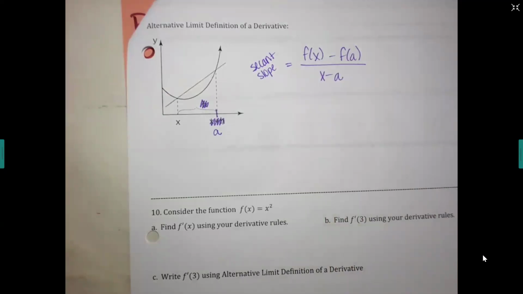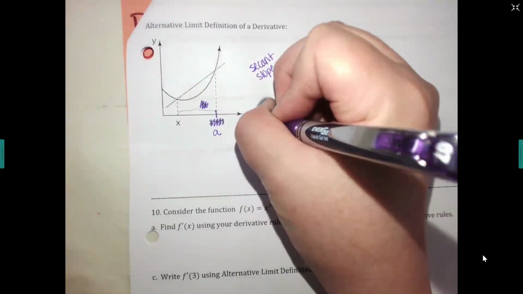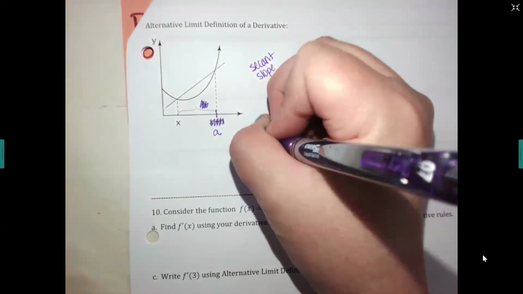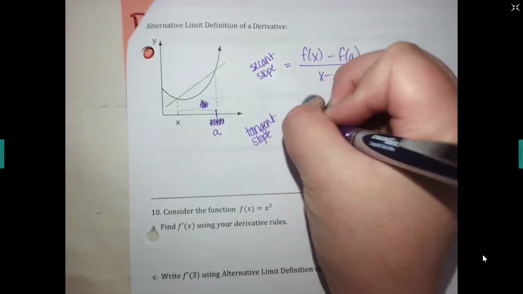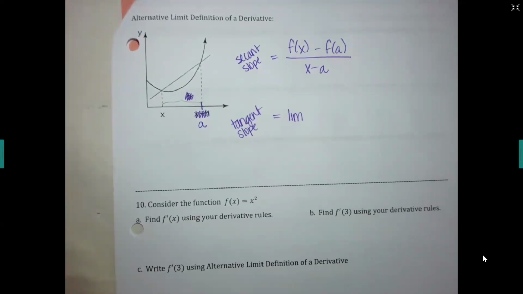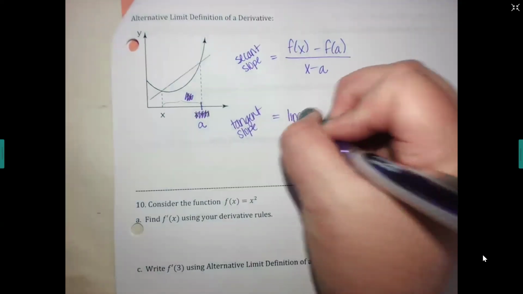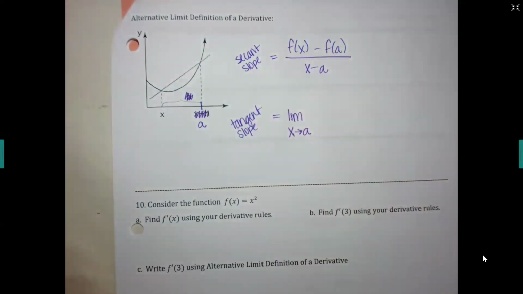Remember, our goal is to turn our secant line into a tangent line by getting our points really close together. So for your tangent slope, you're still going to use a limit, but rather than having an h in the way, you're just going to push x directly towards what that a is.